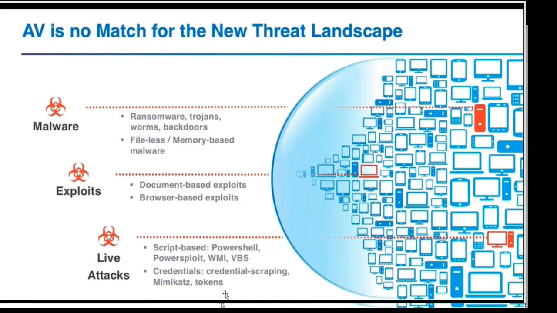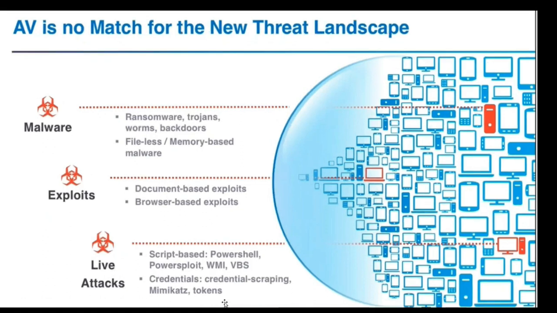Then we have the third category, live attacks, where the attacker has some form of remote access or maybe even direct keyboard access, and they are using PowerShell or WMI scripting or Visual Basic, and they will, through that, be able to escalate privilege, install additional malware, which goes back to the malware and exploits component, and pivot on that system to get further access into the rest of your network. So those are the three categories: malware, exploits, and live attacks. Conventional antivirus is going to have a problem with most of that. So that's the problem.